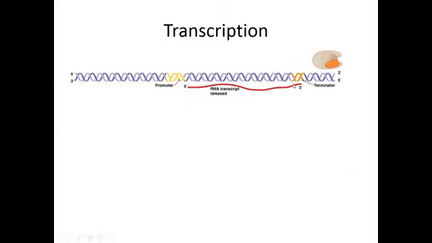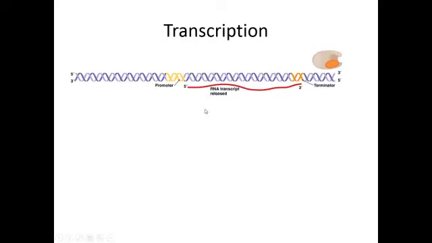We have to figure out how to end this. When we get to the stop signal, the terminator, then we need to release the RNA polymerase and release the RNA transcript so that it can either fold into an rRNA, a tRNA, or it can go on to a ribosome to be translated into a protein. Well, RNA polymerase binds to DNA very, very tightly, so you kind of have to pry it off.